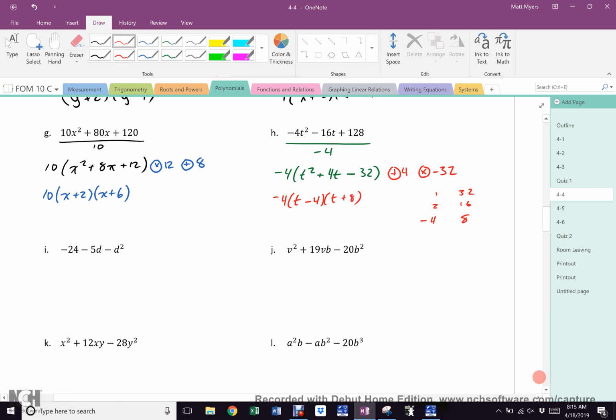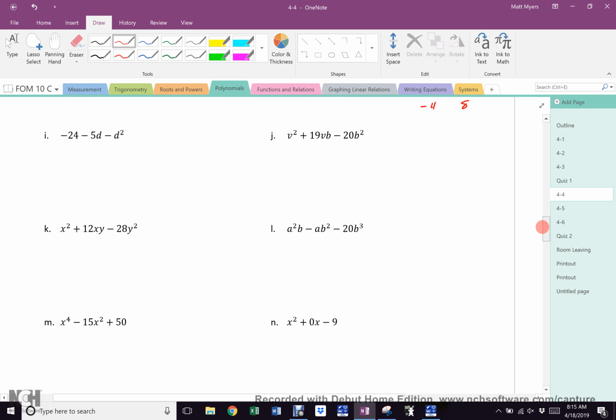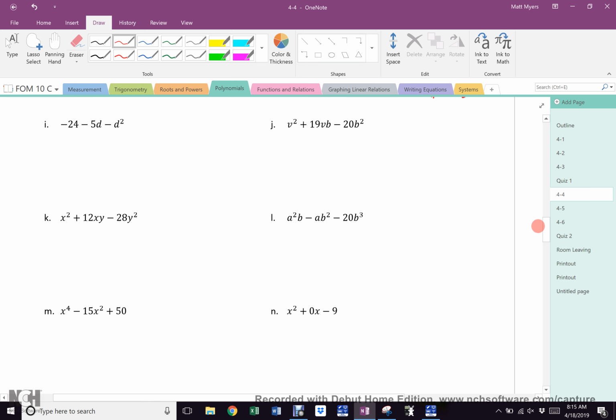Everybody good? All right, now the rest of these are all just variations on the same thing. Based on the fact that nobody had anything to say for either F, G, or H, I'm assuming that very little of this was actually done. So I'm just going to go through it very quickly as if it were notes. This is in the wrong order. We don't like it, so we change it to negative d squared minus 5d minus 24.